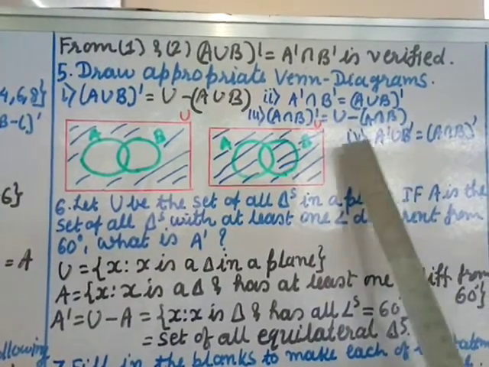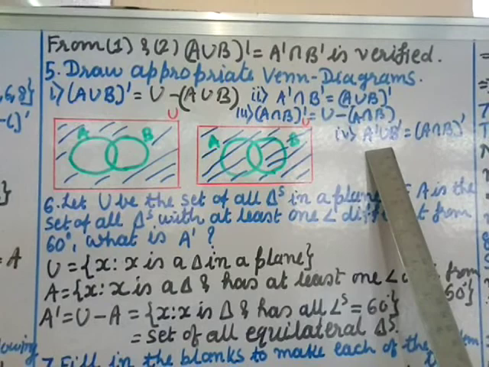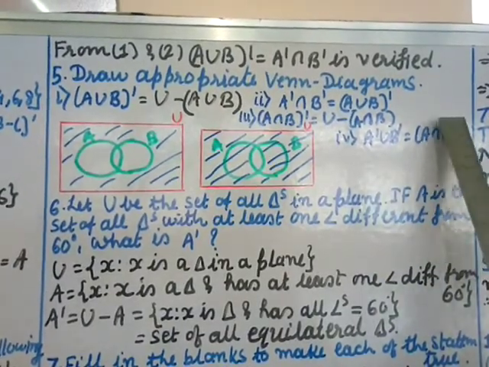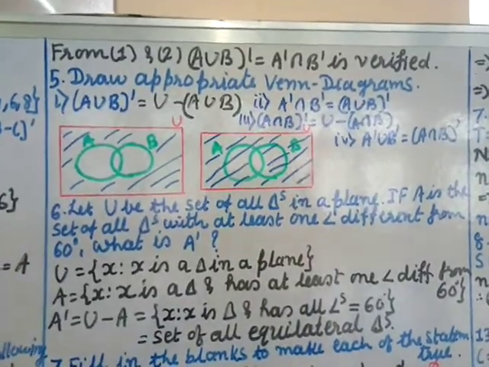And number 4 is A' union B'. This can be written, by using De Morgan's law, as (A intersection B)'. So this becomes like Roman number 3, so both will have the same answer. You can look, this is A intersection B in the Venn diagram, this part, and the complement of this will be the rest of the part, the remaining part. Without including this, you will get the complement of A intersection B.